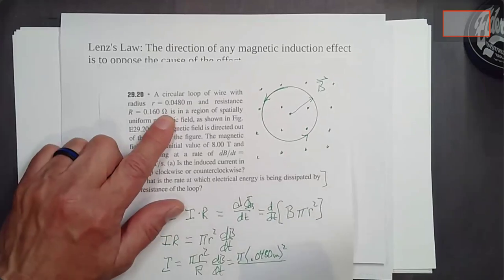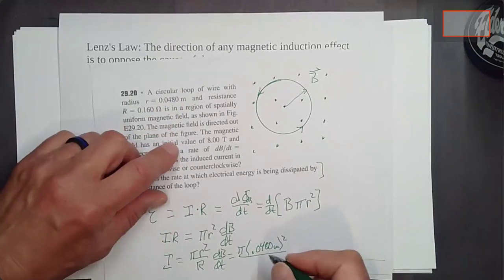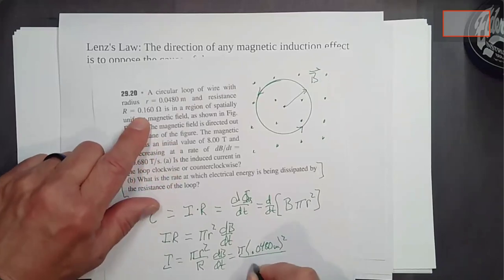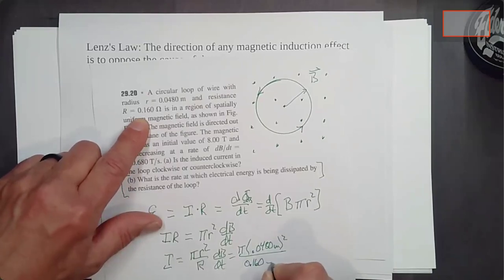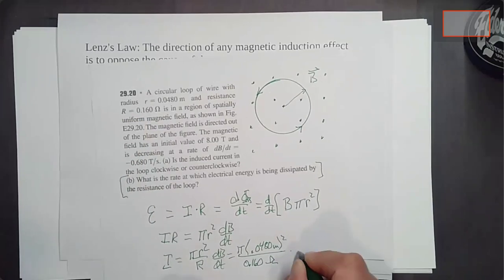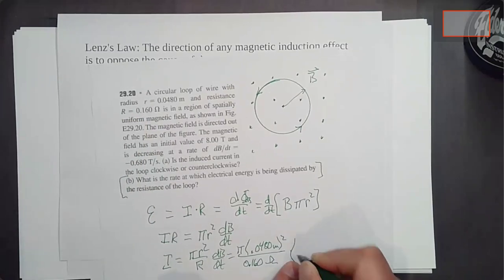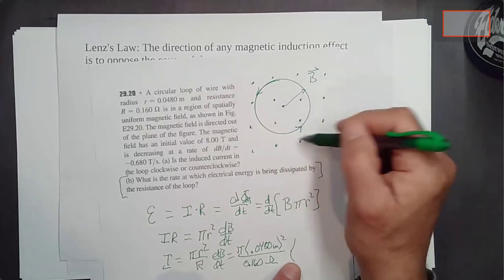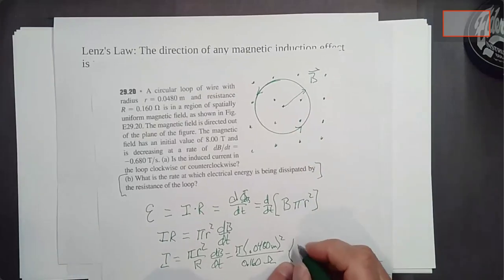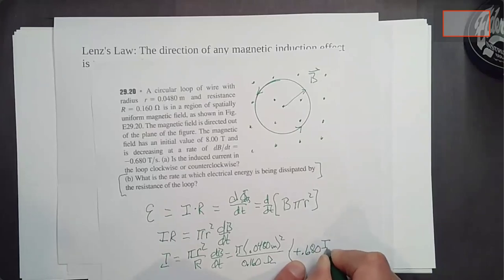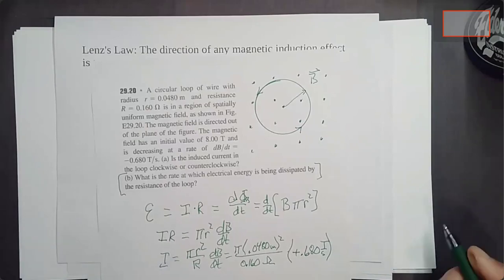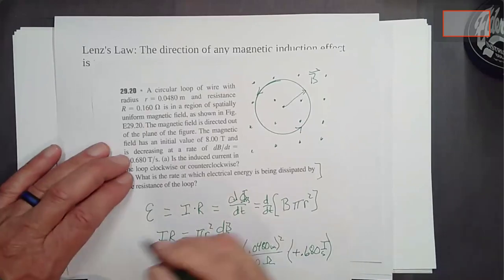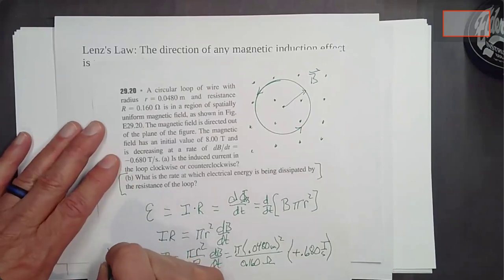And this will be an interesting application of units. Let's see, 0.160 ohms. And then dB/dt, I guess we can put a minus sign on it, except we're after the magnitude of the current flow. We know which way it's going, so I'm going to ignore that here. Just call it 0.680 Tesla per second.